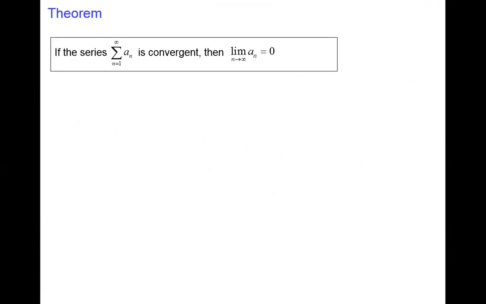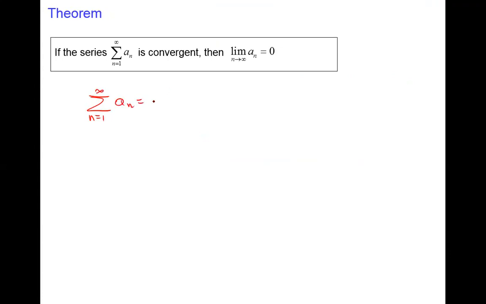An important thing, okay? The theorem, another tool. Let's read this really, really carefully. If the series, summation from 1 to infinity of a sub n, is convergent, then the limit of just the sequence a sub n is always 0. Always 0. I have a proof, but I can just show you numerically.